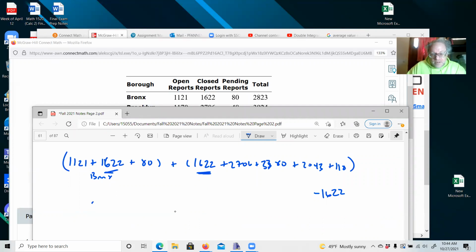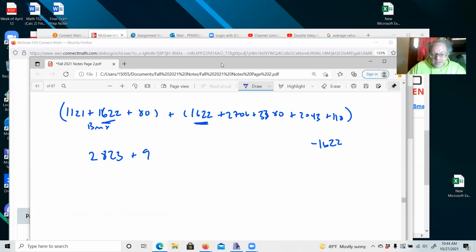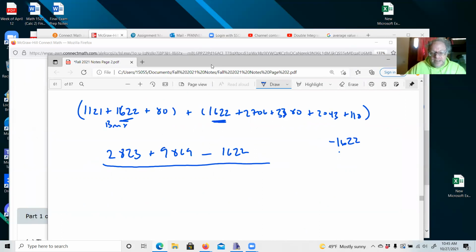So we're going to have 2823 because that's these things added up. Then we have the closed reports. If all of this is added up, we had 9,869 plus 9,869, and then we have to subtract off the one that we counted 2 times. Now we've only counted it 1 time. That's what we want. And of course, we're going to make this a probability, because if you give me a big number, I'm going to say, nope, you're wrong. It's over 14,518.